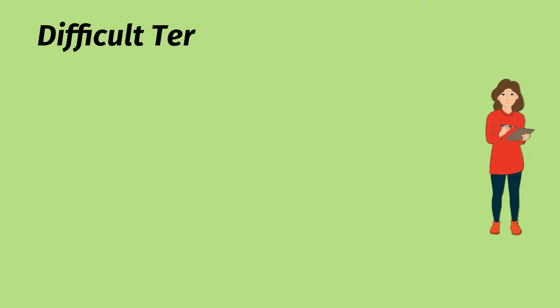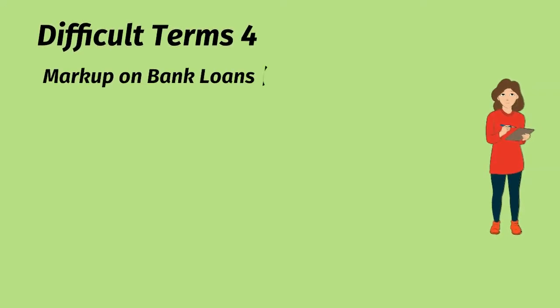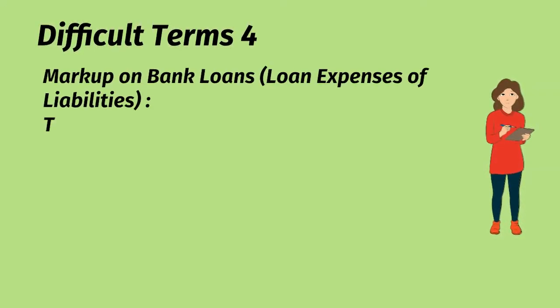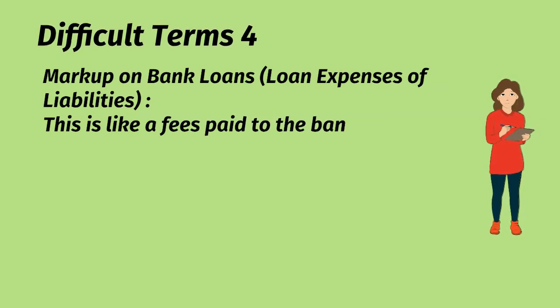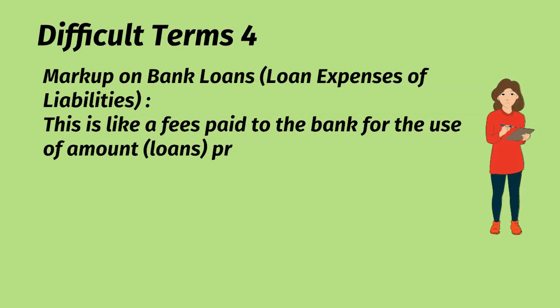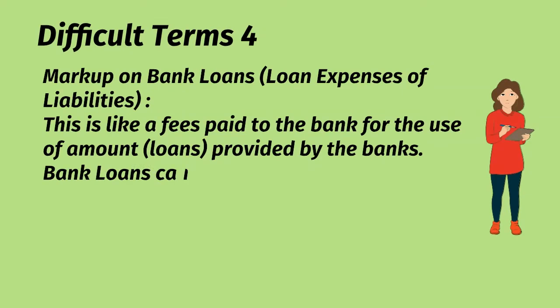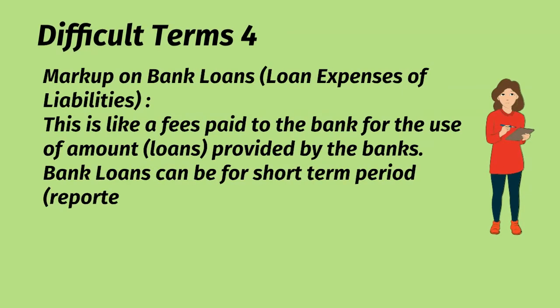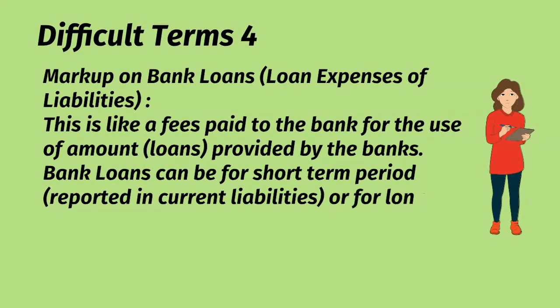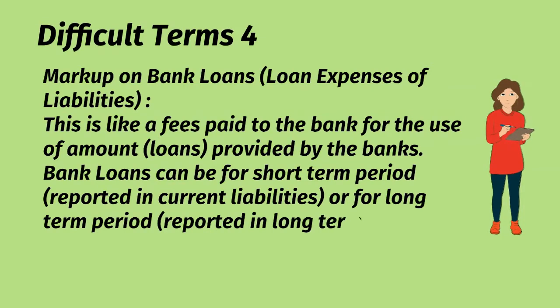Difficult terms 4. Markup on bank loans. This is like a fee paid to the bank for the use of the loan amount provided by the banks. Bank loans can be for a short-term period, which are reported in current liabilities, or for long-term periods, which are reported in long-term liabilities.